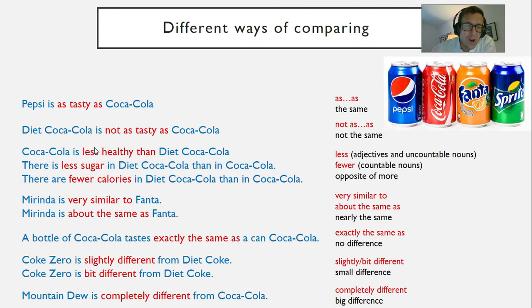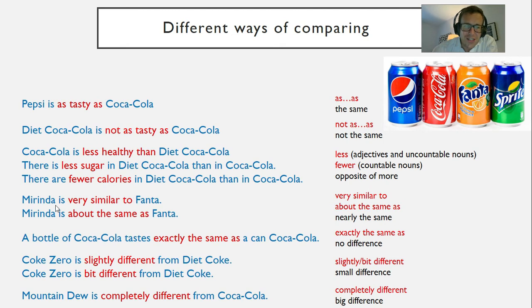So Coca-Cola is less healthy than Diet Coca-Cola. It's an adjective, healthy. When it's an uncountable noun, so we can't count sugar, it's too small to count, we say less sugar. There's less sugar in Diet Coca-Cola than Coca-Cola. But when we can count it, like calories, you count calories, we say fewer. There are fewer calories in Diet Coca-Cola. So when it's countable and uncountable, if you remember this, we use less and fewer.